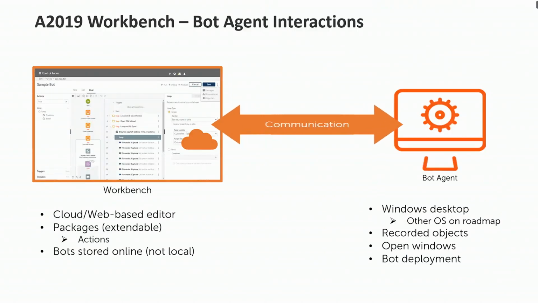The communication between the cloud-based workbench and the bot agent is continuous. Oftentimes, we'll need to communicate with our desktop to make sure we understand which windows are open, which objects we're recording, and we'll also be communicating during bot deployment and downloading any packages and actions required for the bot task. The cloud-based control room itself has the editor, the available packages that we're using to control our bots, and we can also store our bots online. There's no local bots in A2019.